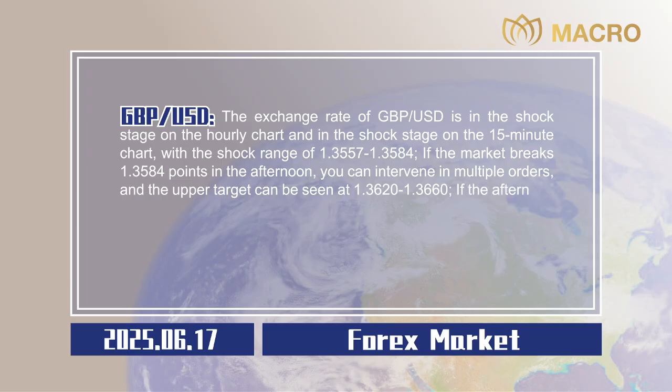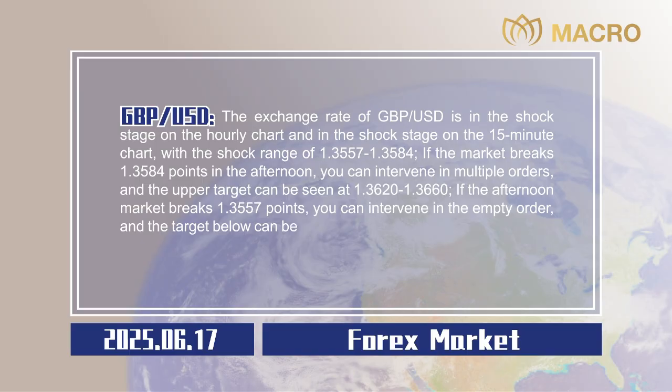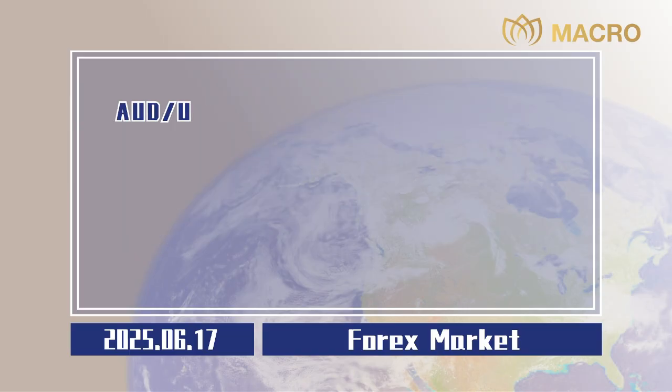If the afternoon market breaks 1.3557 points, you can intervene in the empty order, and the target below can be seen at 1.3500 to 1.3450. Stop losses are all 20 points, 0.0020. Australian dollar to US dollar.